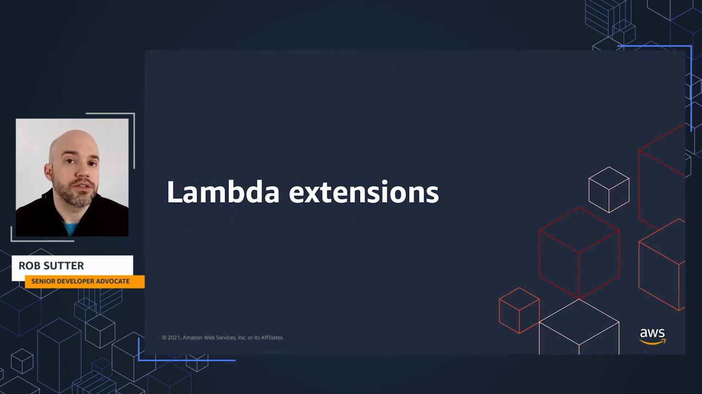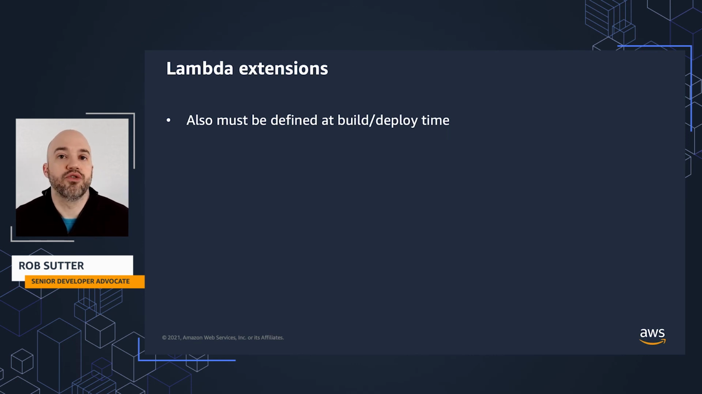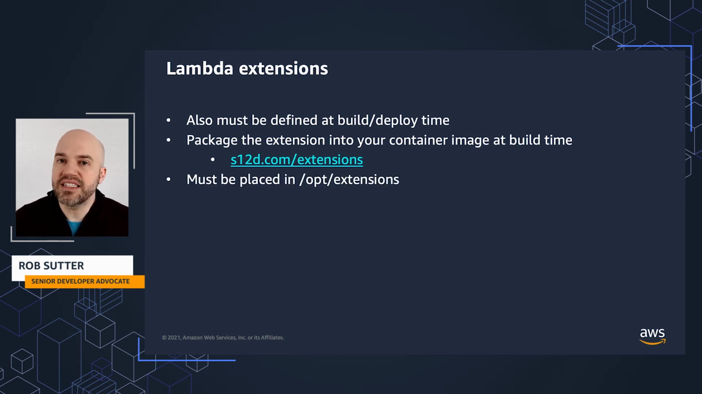So how does it work to use Lambda extensions with Lambda functions packaged as container images? Extensions, like layers, are packaged at deployment and image build time, so you must continue to package them yourself using the Dockerfile. For an example of how to package extensions into your container image, see the same blog post. The most important difference to note is that extensions must be placed in the opt extensions directory in the root of your container image.